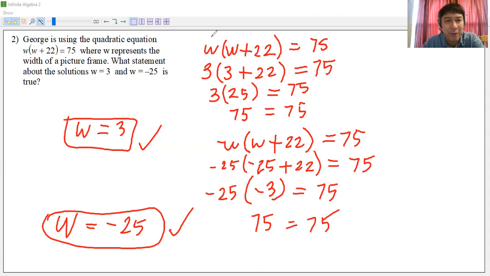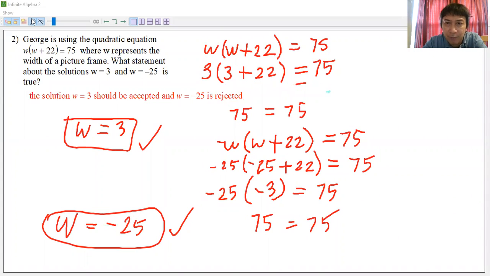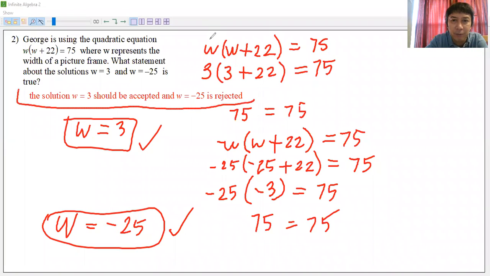All right, so the computer has the answer, so we can check that. Solution W equals 3 should be accepted, and then width equals negative 25 is rejected. We can erase this part of the line. You can see the entire statement there: the solution W equals 3 should be accepted and W equals negative 25 must be rejected. That goes to the second question. All right, let's continue to the next.